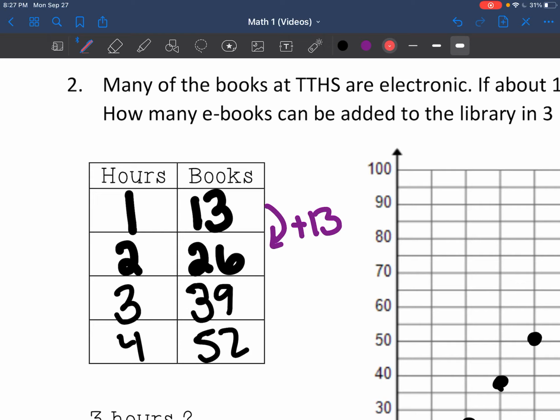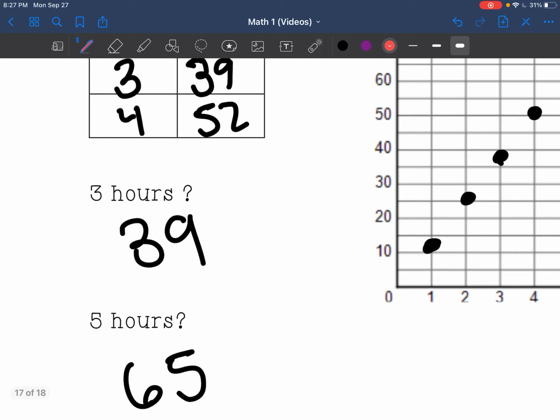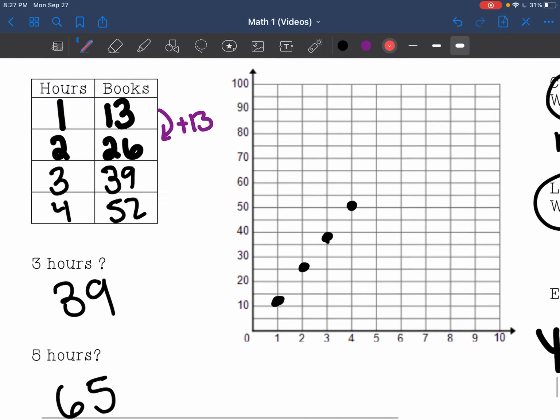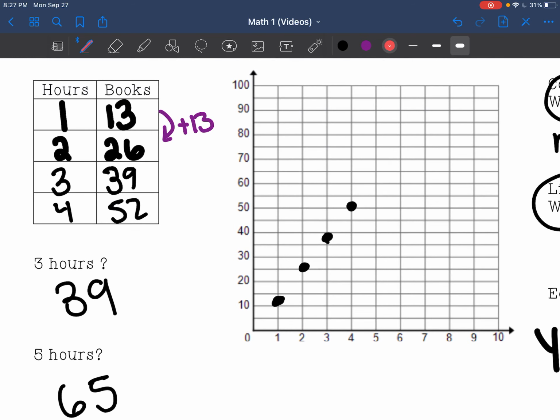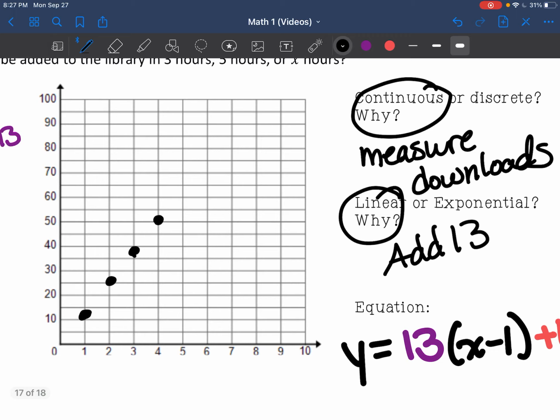So at 3 hours, there's 39 books. At 4 hours, there's 52 books. So 39 books after 3 hours. After 5 hours, we have 65 books. Here's the graph that goes with our table. Again, I did guesstimation for each of those points. Best estimate guesstimation.